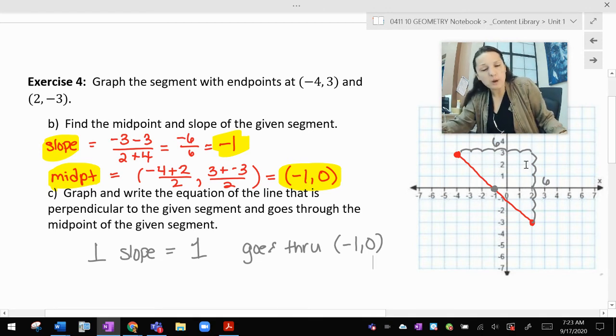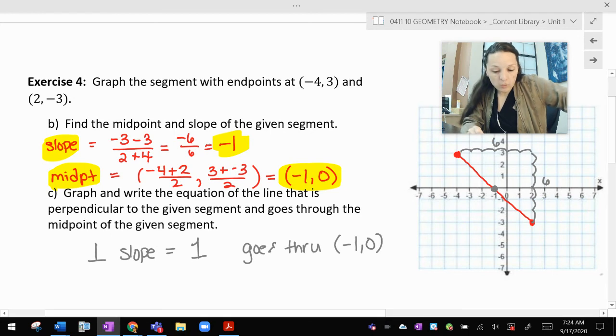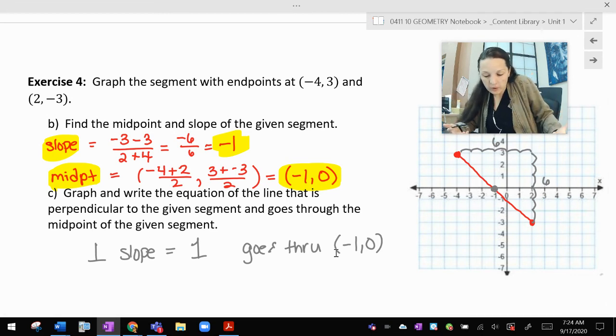So I got my slope, I got my midpoint. Then it says, graph and write the equation of the line that's perpendicular to the given segment and goes through the midpoint. So if I want the equation of the line, I need its slope. If my original slope was negative 1, then my perpendicular slope is positive 1. And if it needs to go through the midpoint, it needs to go through negative 1, 0.